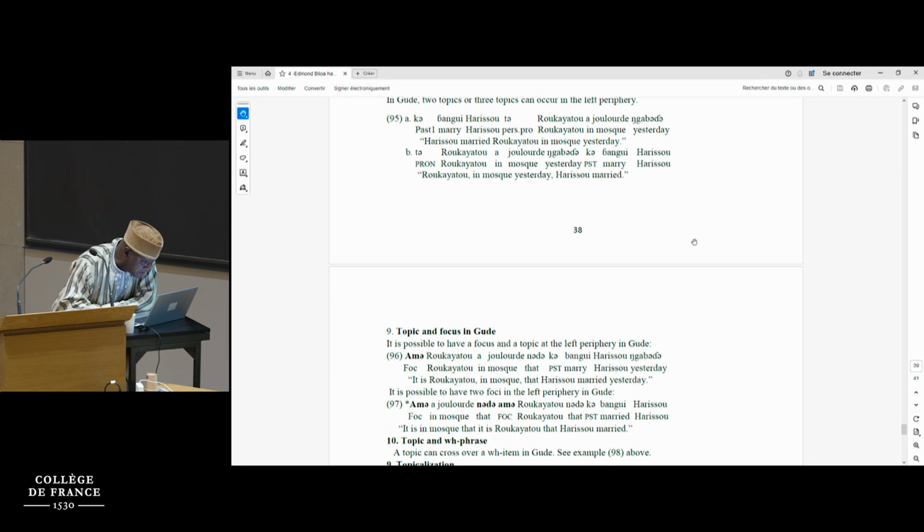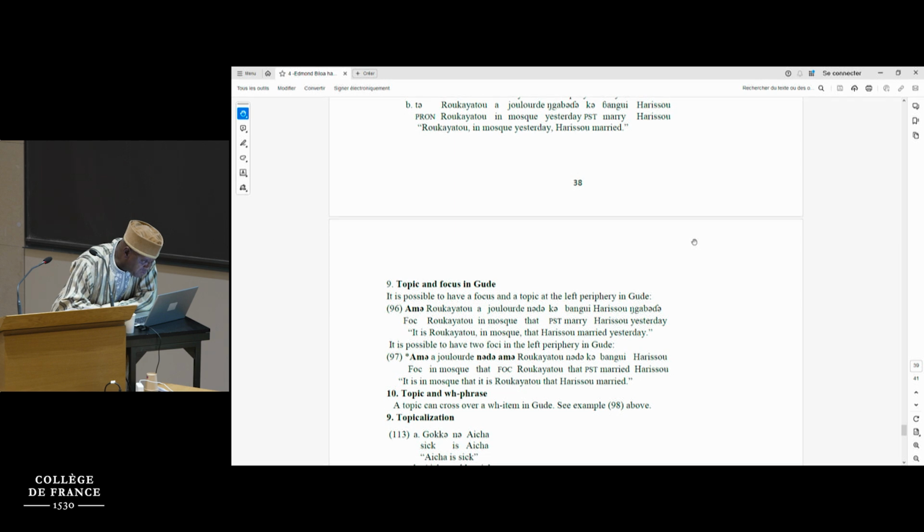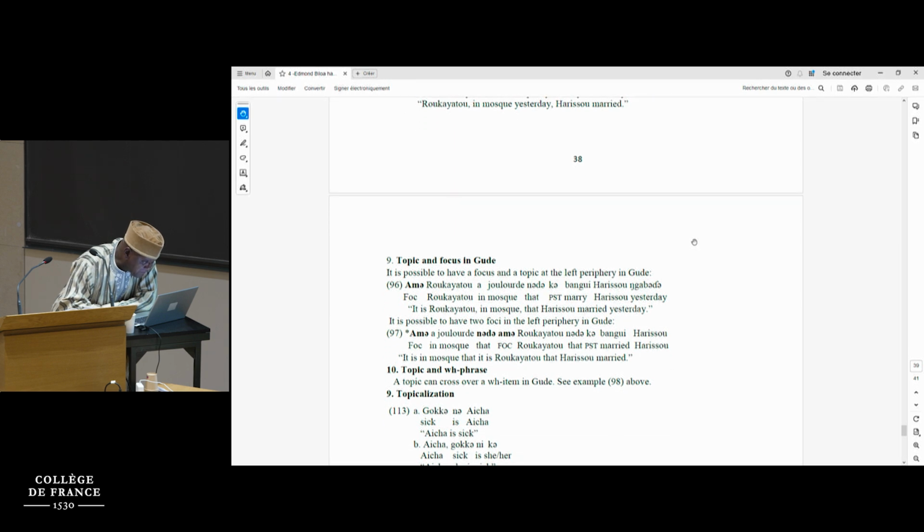Now let's talk about the cohabitation between topic and focus in Gude. It is possible to have a focus and a topic at the left periphery in Gude. Okay, so you have, it is Rukayatu, that's the focus constituent. In the mosque, that's the topic that Arisu married yesterday. So it is possible to have that. It is not possible to have two foci in the left periphery in Gude. You cannot have two foci in the left periphery in Gude.